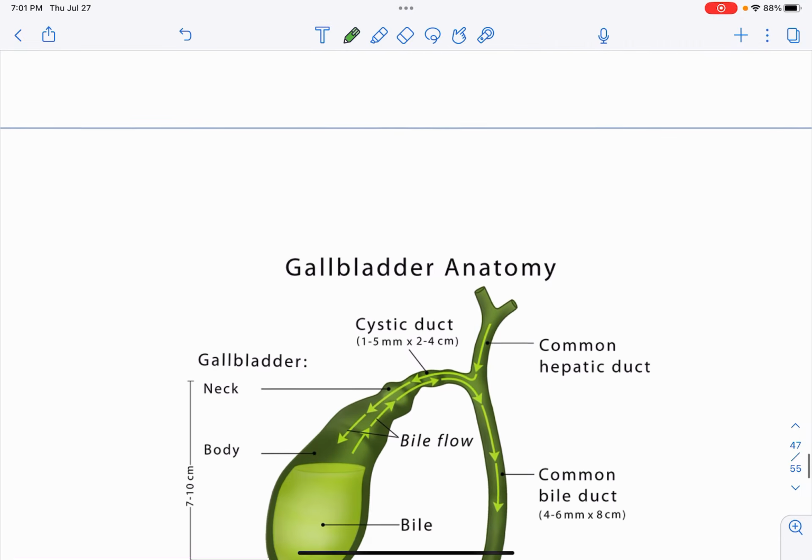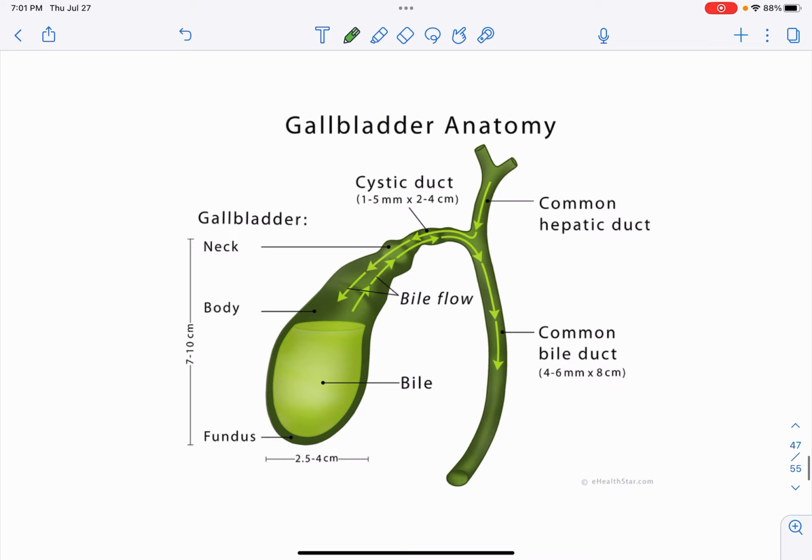So let's look at the anatomy of the gallbladder. All right, it's a pretty simple anatomy. The only real trick is memorizing the different names of the ducts. All right, so imagine that the liver is up here, okay? And so as the liver is producing bile, it's going to flow down what is referred to as the common hepatic duct because it is from the liver.